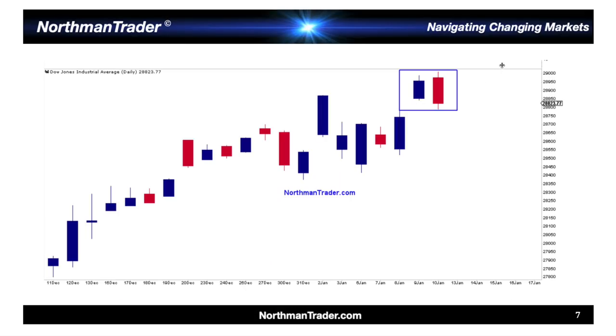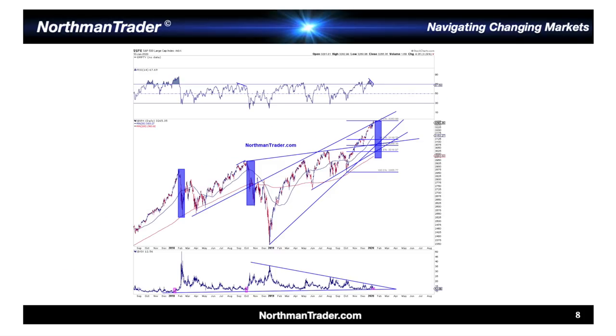Also of note, here's the Dow as an example. We did get some reversal on Friday, and that is an outside reversal candle. Whether that means anything at this point remains to be seen, but it's certainly a potential warning sign out there. And so this is one way of looking at this.